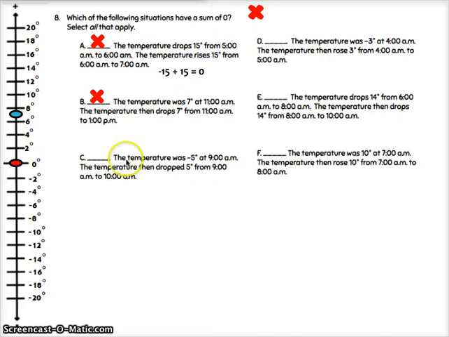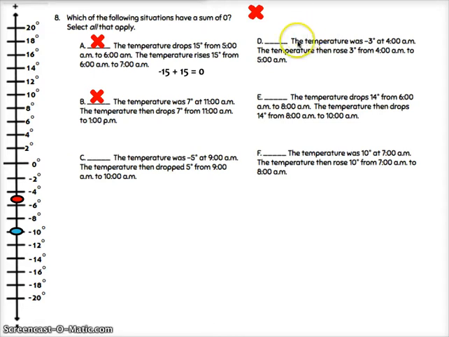Let's look at C. The temperature was 5 degrees at 9 a.m. So we'll start at negative 5 here. And then it says the temperature dropped 5 degrees from 9 a.m. to 10 a.m. Well, if I start at negative 5 degrees and I drop 5 degrees, 1, 2, 3, 4, 5, I certainly don't end at 0. So this sum does not equal 0. In fact, it would equal negative 10. So this one you would leave blank, since the sum does not represent 0.